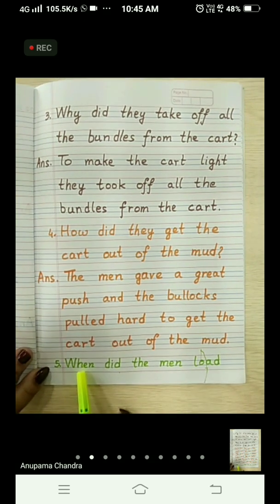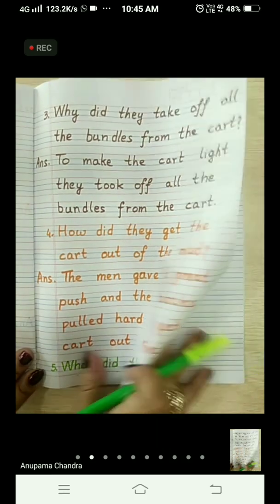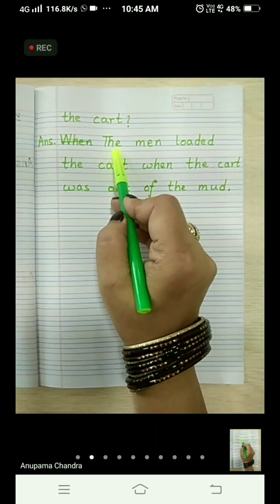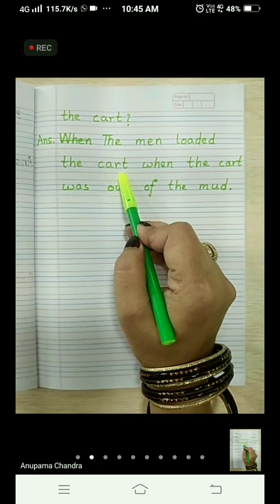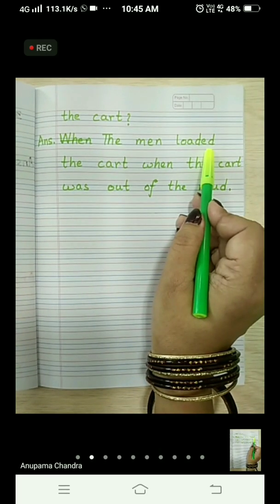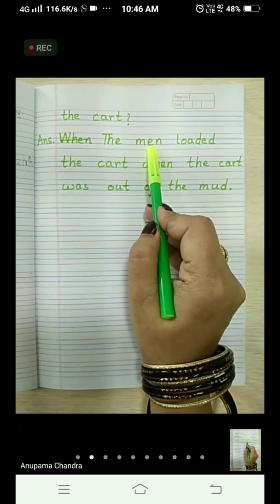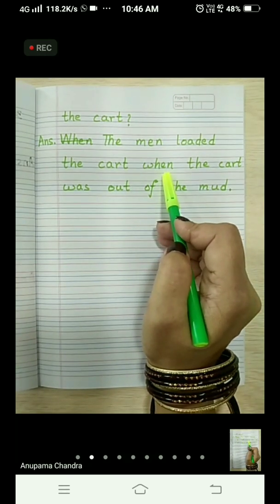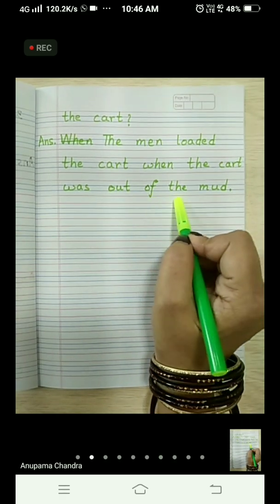Number 5. When did the men load the cart? And the answer is, the men loaded the cart. Load will become loaded, we will add ed there to make it past tense, as we write all the answers in past tense. I repeat, the men loaded the cart when the cart was out of the mud.